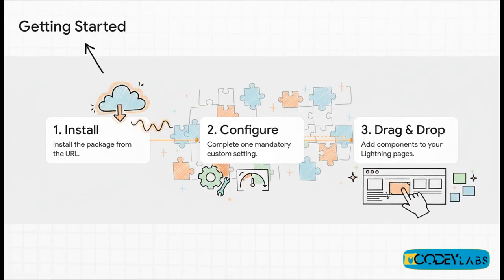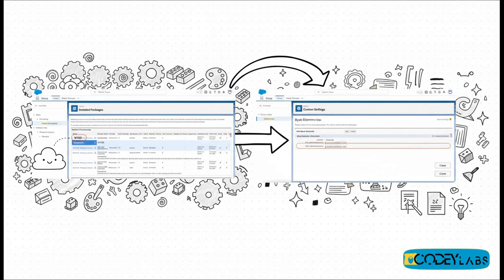And you know what? Getting started is so simple. It's basically a three-step dance. You install the package, you tweak just one little custom setting, and then you're off to the races, just dragging and dropping components right onto your pages. Seriously, no heavy lifting here. And here's the proof. It really is that easy. On the left, you can see BYOB sitting right there in your installed packages list. And on the right, that's the one simple custom setting you need to configure. That's it. Once you do that, you're ready to start making some magic.